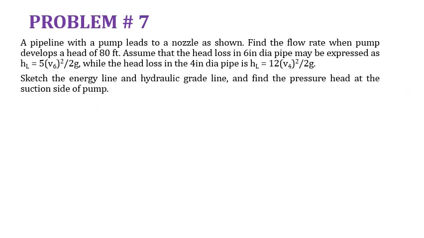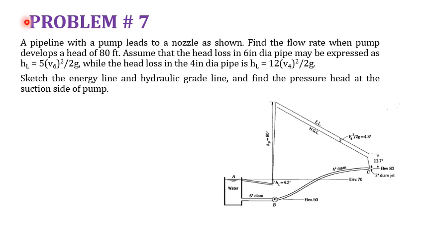So the next numerical is a pipeline with a pump that leads to a nozzle as shown. So we have this figure where we have a water reservoir, and the water surface is at point A. To one side of the reservoir, we have this 6 inches diameter pipe connected to it. To the other end of the pipe, we have a pump at point B. This pump is going to develop a head of 80 feet. That is, it is going to impart energy to the system.